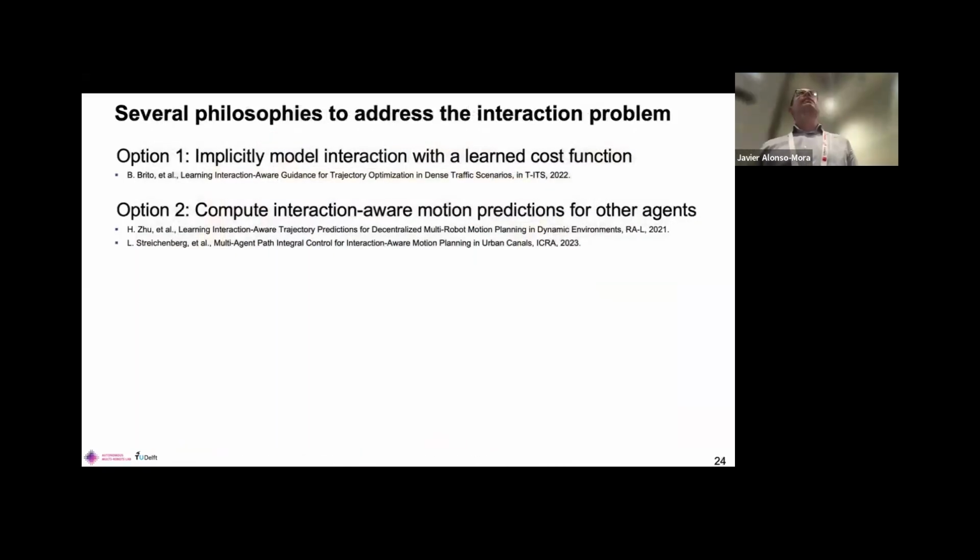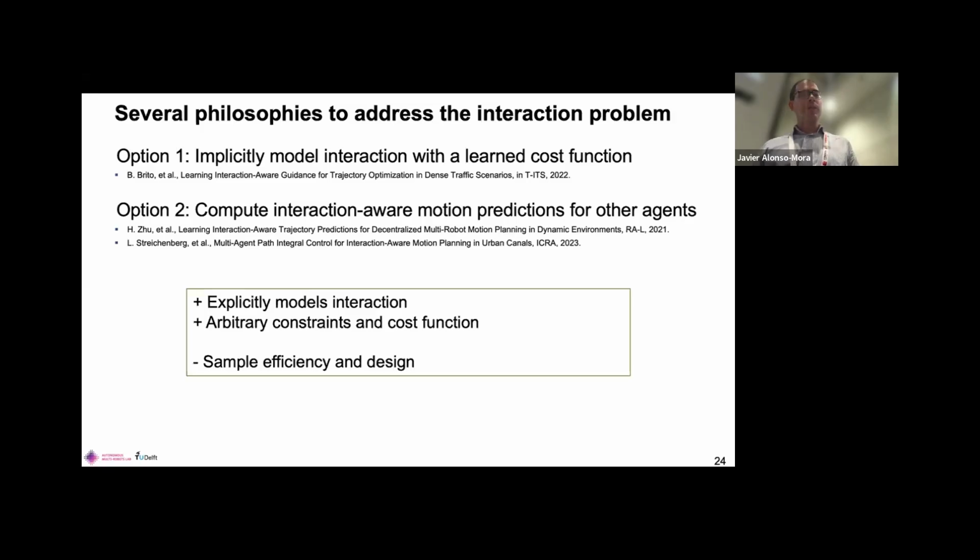Now, so that's the second way that I wanted to present. It's to compute an interaction-aware prediction for your planner. And in that case, we did it with sampling-based. There are other ways to do it as well, with sampling-based MPPI or sampling-based MPC.